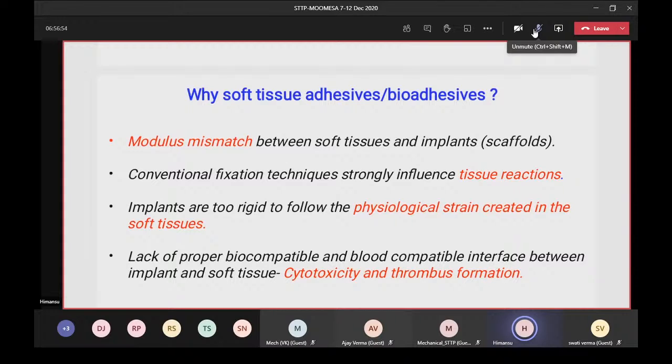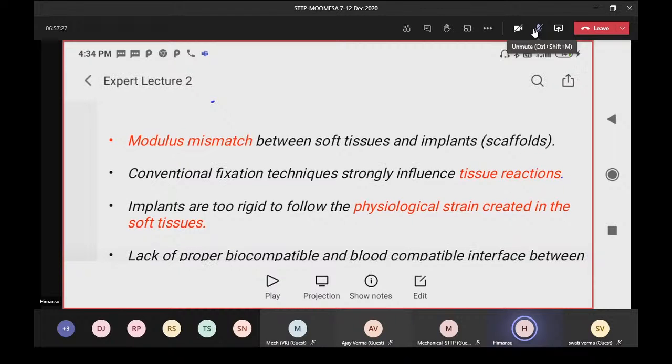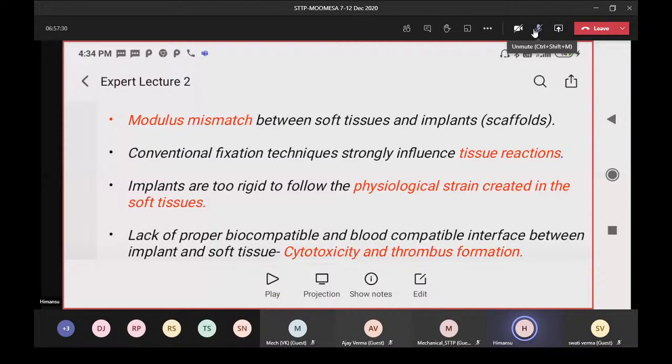Basically, there is a modulus mismatch between the soft tissue and implants. For example, if you are using any kind of biomedical implant inside our tissue, and we have a soft tissue, it is very important that the implant is fixed inside this soft entity. That is one: modulus mismatch. Second, conventional fixation techniques cause a strong tissue reaction. What is the conventional fixation strategy? Mostly it involves suturing, using surgical staples, stitches and the like, right? Sealing the tissue this way is very painful also, right?